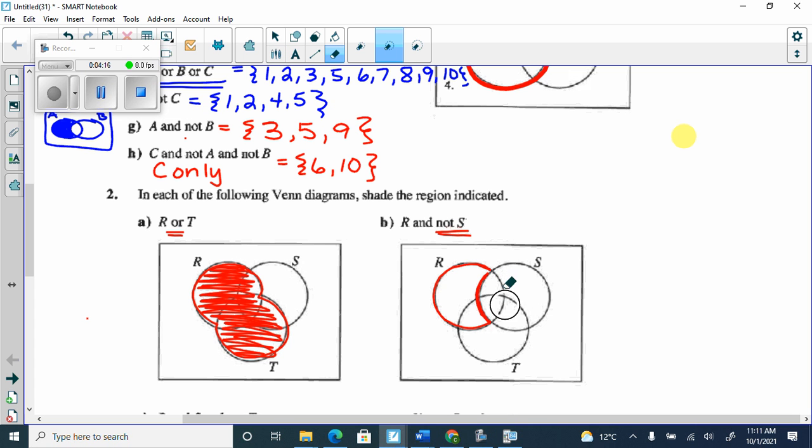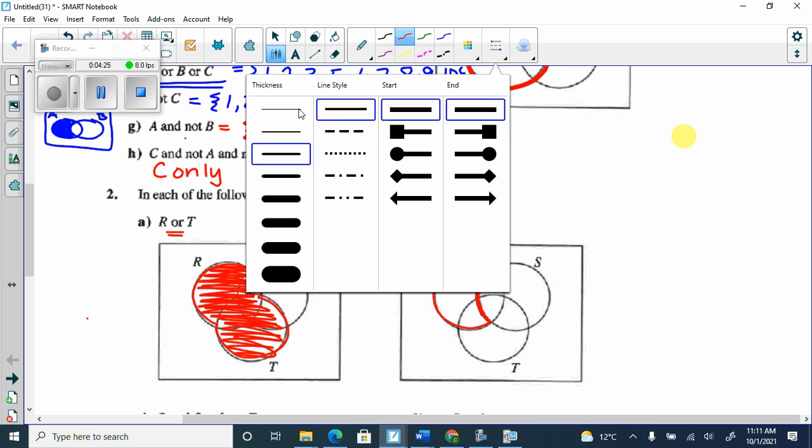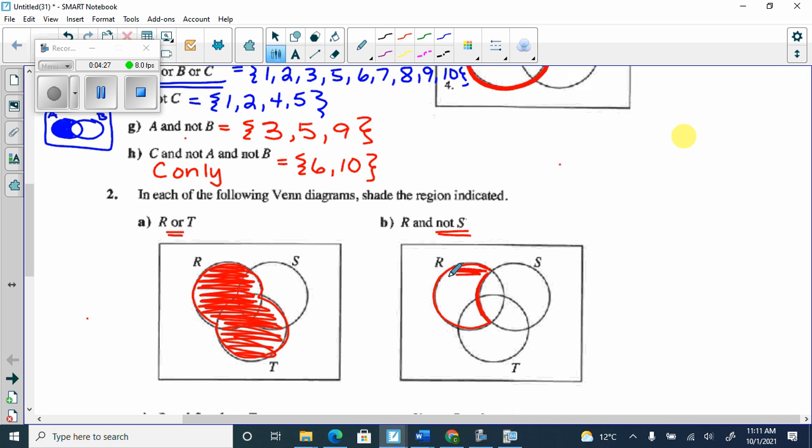So I have to take all this S part. I would go here and I could just erase it, because it can't be any of S, correct? So it just leaves me with this. This is R but not S. It says nothing about T, so do I actually care about T at all? No, if R is in T, it's great, that's fine. I just want R but not S.